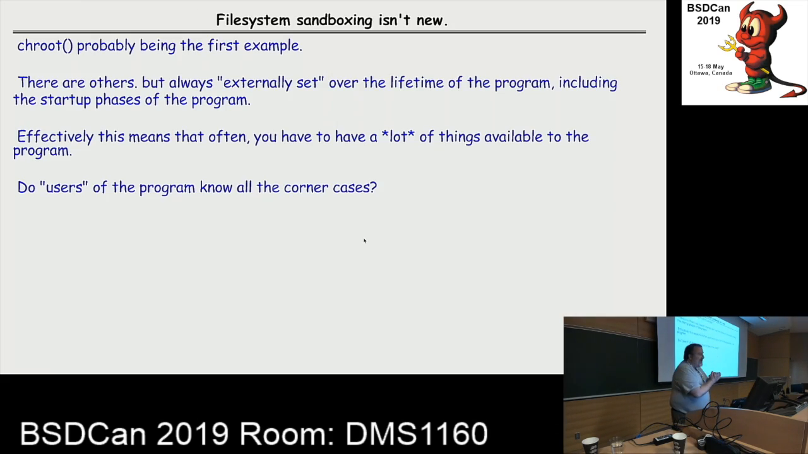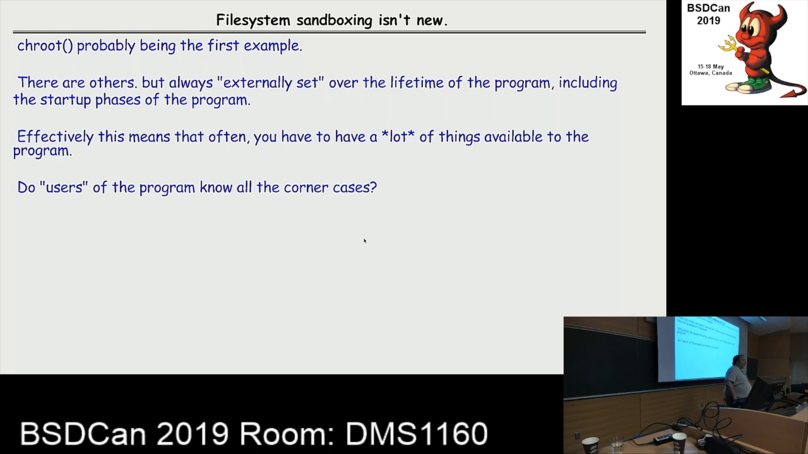Anyway, file system sandboxing is not new. Chroot would be probably the first example of this that we all know and love. The problem with chroot is everything has to be in there. And sometimes that's a little challenging to make it work well. And there's lots of others, and they're usually externally set over the lifetime of the program. So that includes the startup phases of the program.